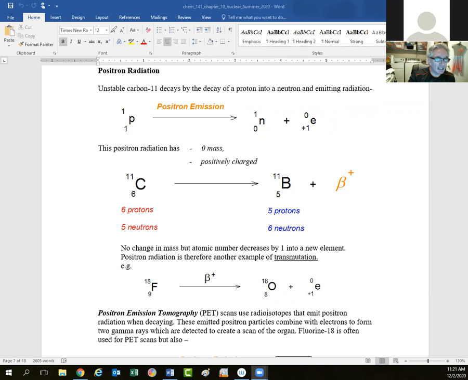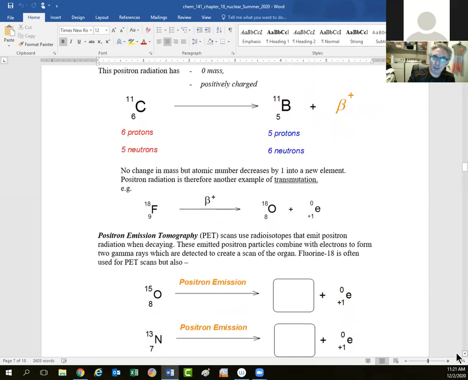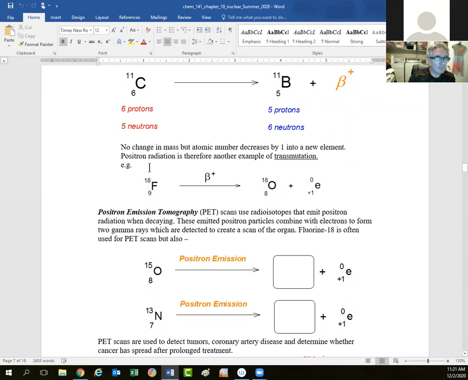So there are a couple of examples of isotopes which are positron emitters, which are used in medicine. For example, carbon-11 with 6 protons, making it carbon, but only 5 neutrons, therefore a mass of 11. We get a proton decomposing into a neutron and a positron particle. The mass stays the same at 11. The atomic number has now dropped down to 5 to make it a boron isotope. And we get that positron radiation given off.